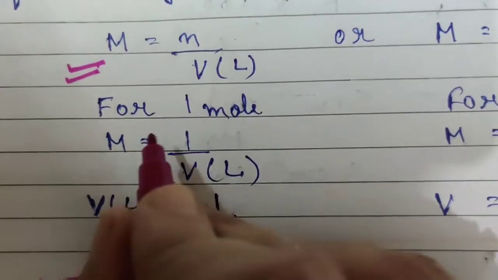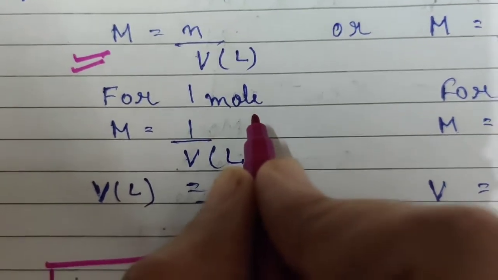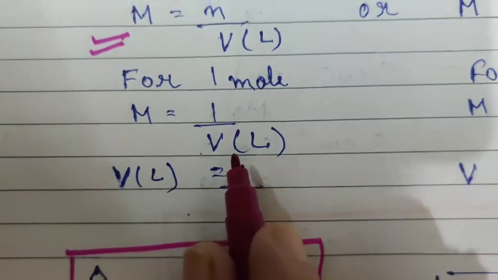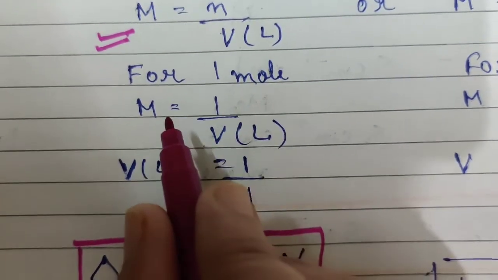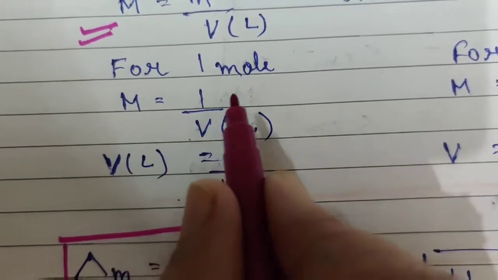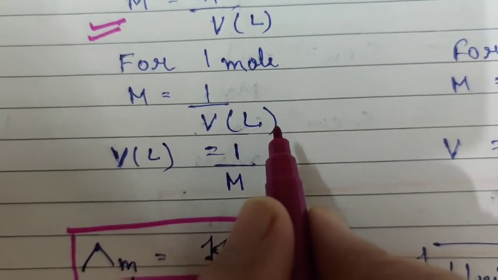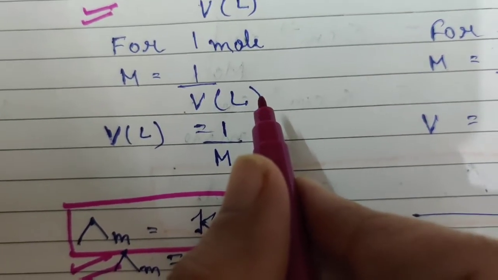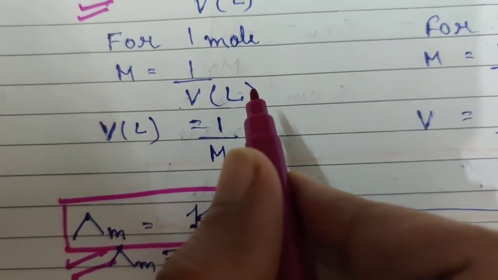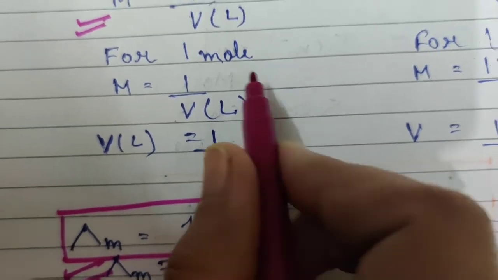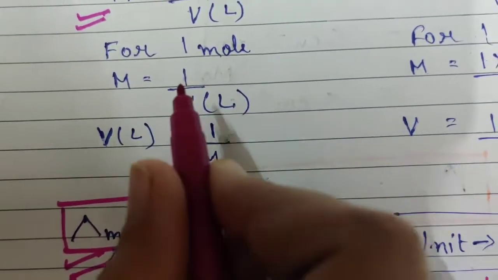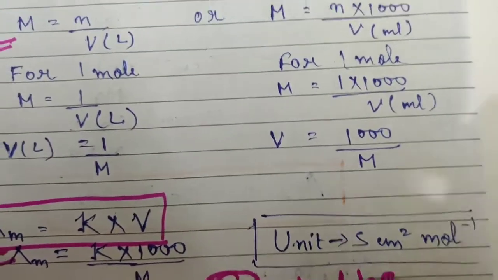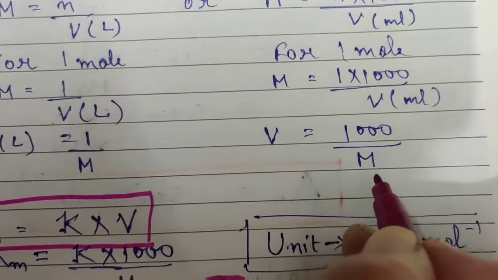So for 1 mole of electrolyte, since we are talking about molar conductance, I am taking the value of mole to be 1 mole and substituting it here. The formula gets modified as molarity is equal to 1 upon volume in liter. But as we know that specific conductance is the conductance of 1 ml of electrolyte, so we need to convert this liter into ml. So the volume that we get finally will come out to be 1000 upon M.